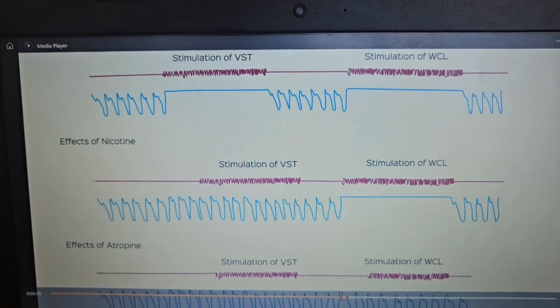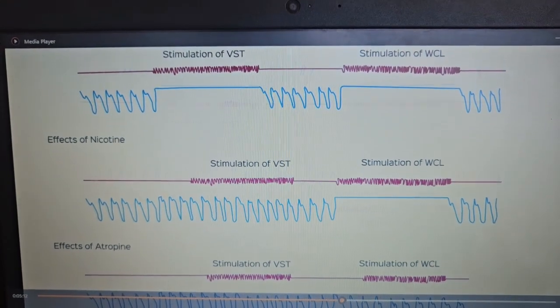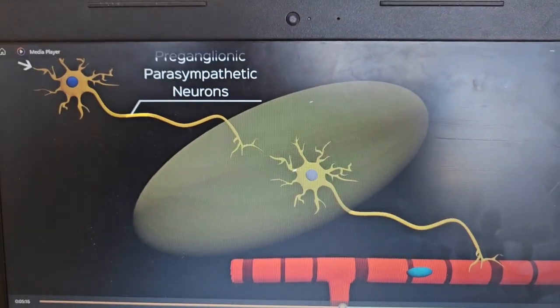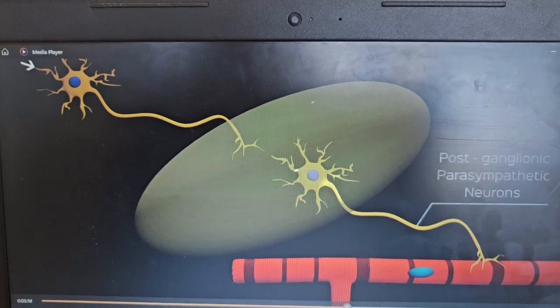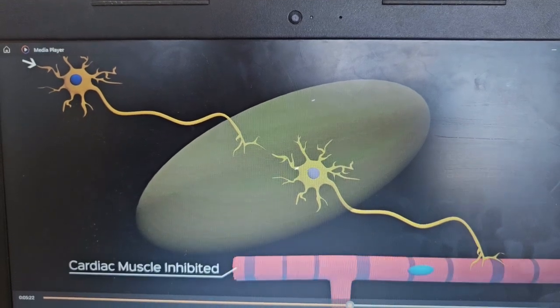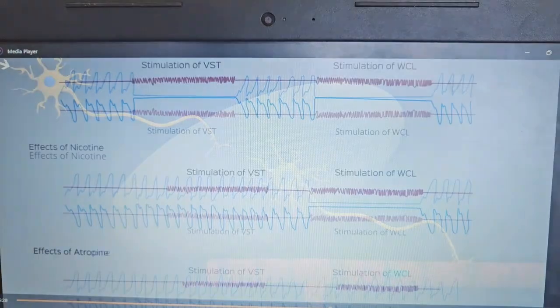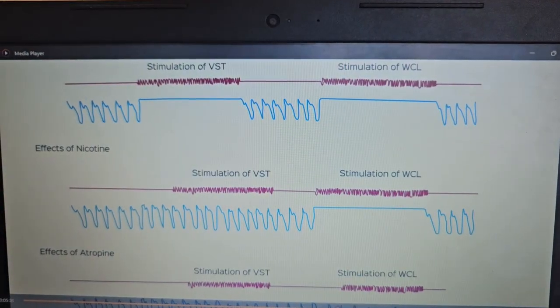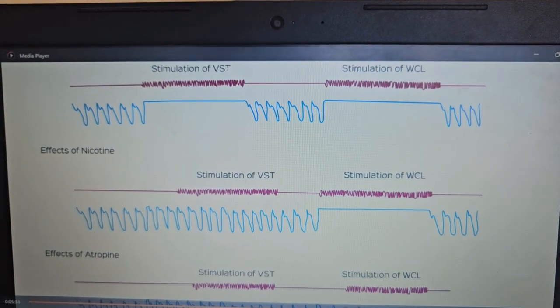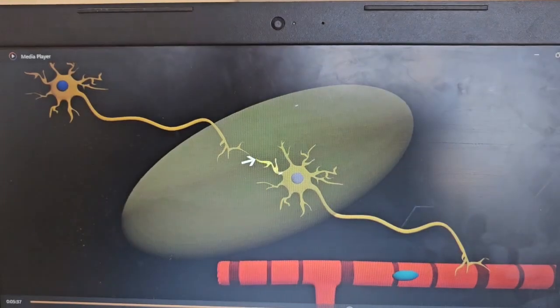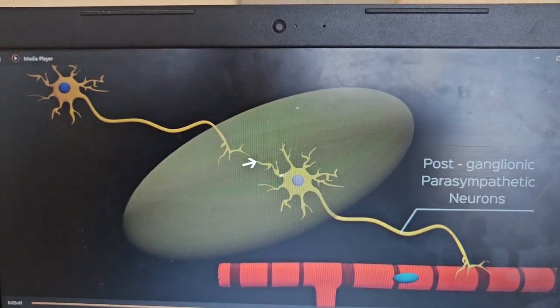In the first graph, when we stimulate the vagosympathetic trunk, we are stimulating the preganglionic parasympathetic nerves which stimulate the postganglionic parasympathetic nerves which inhibit the cardiac muscle cells. When we stimulate the white concentric line, we stimulate the postganglionic neurons directly.